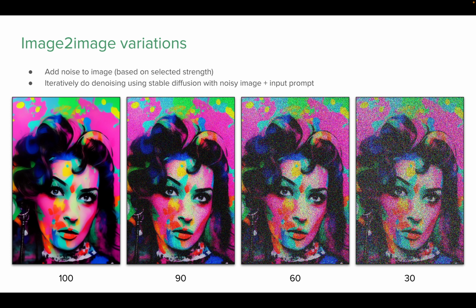Based on the image strength, we can decide how much noise to add. The more noise we add, the final output is going to look a lot different than the input image. That is how the image to image create variants feature works.